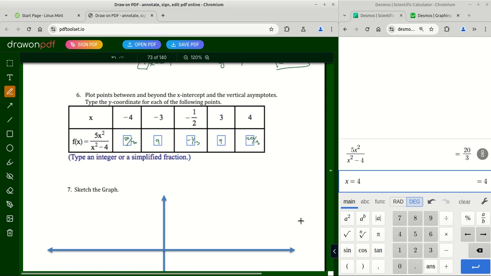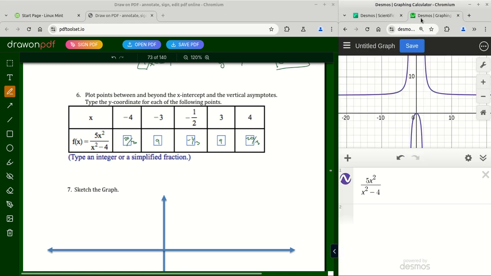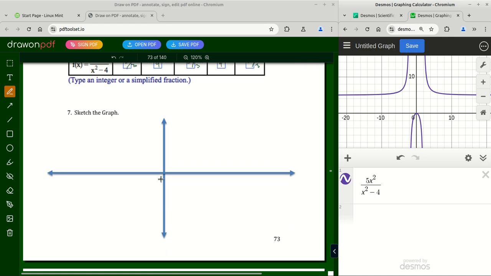There you go. So that wasn't too bad. You will have fractions. That's okay. Now you know what to do. Last one is the graph. You're not actually graphing it yourself. Multiple choice.